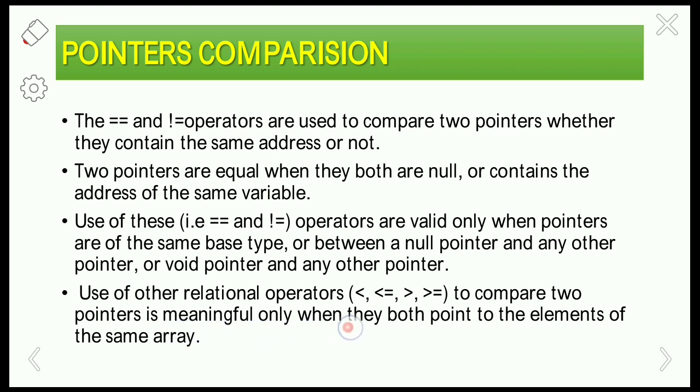So the other relational operators, less than or equals to and greater than or equals to, compare two pointers meaningfully only when they both point to elements of the same array. So we can perform these operations when both the pointers are pointing to the same array. So these are some of the rules for pointers comparison. Now, pointers cannot be multiplied or divided, right? Normally pointer arithmetic is useful when arrays are manipulated with pointers.